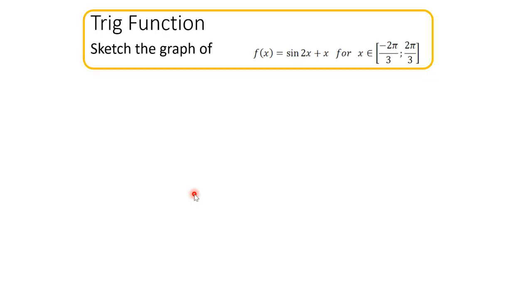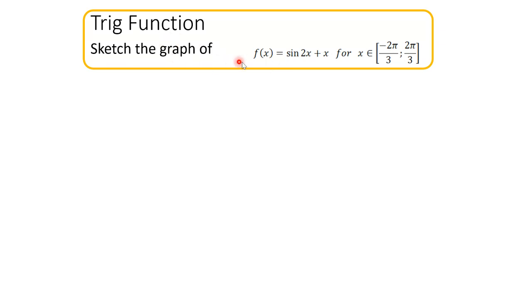The last thing I want to look at is trig functions. Now, for some reason, this is in your syllabus, and yet it very seldom gets asked in the exam. I think because it is quite tedious, it's quite time consuming to write the full answer. But I want to show you how to do it anyway.